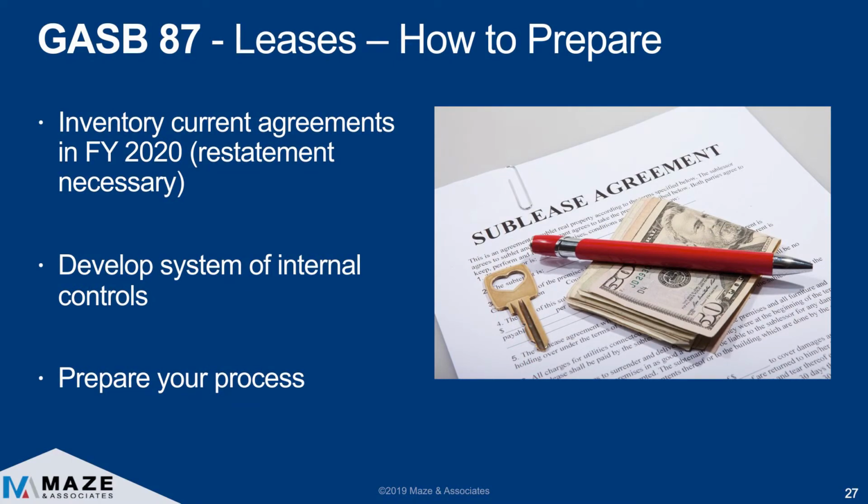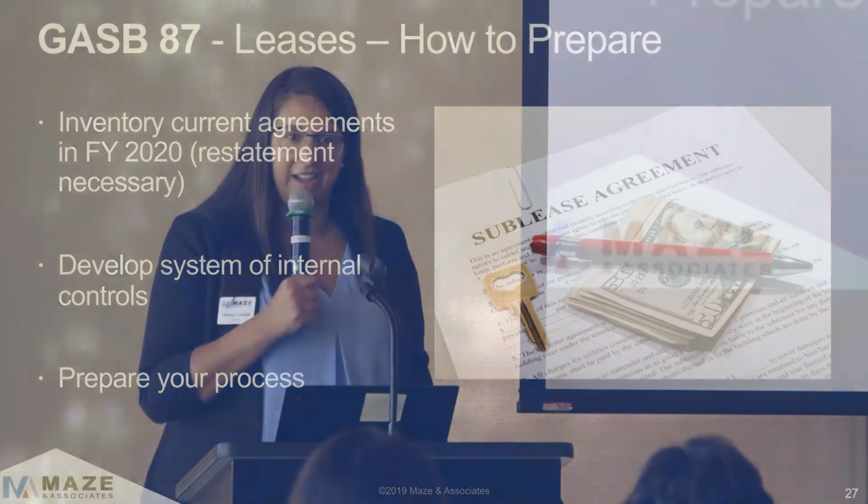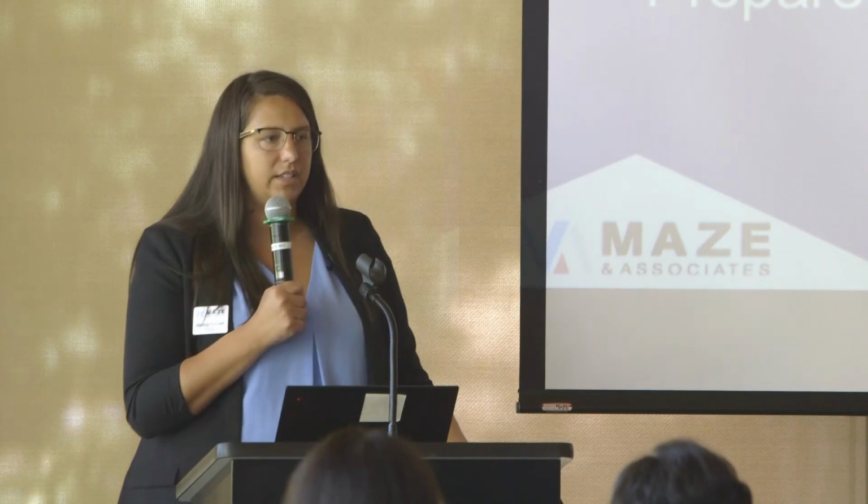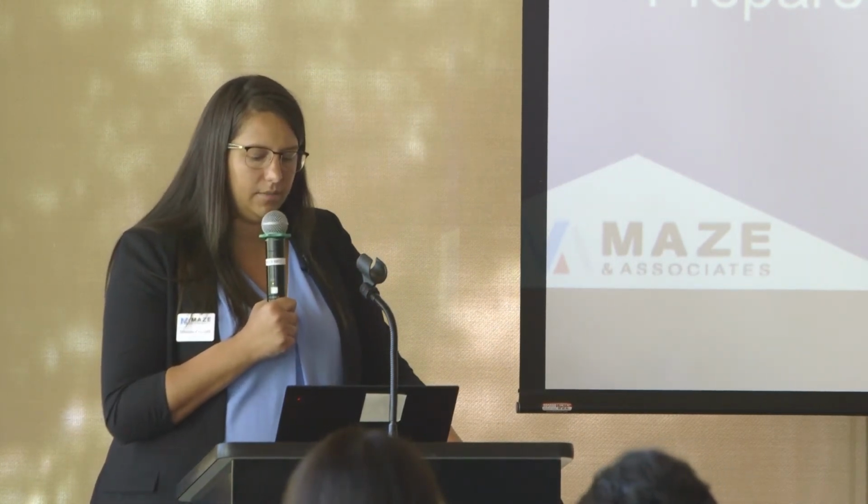Okay, so this one is some ideas for preparing for GASB 87, especially because we're already in fiscal year 2020 now, this year. It's a good idea to inventory your current lease agreements, especially because there's going to be a restatement for the beginning of the fiscal year. So it's a good time to get everyone's attention to figure out what lease agreements exist and develop a process for implementing this GASB.